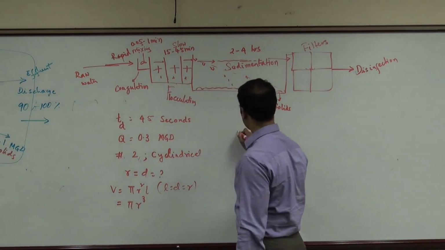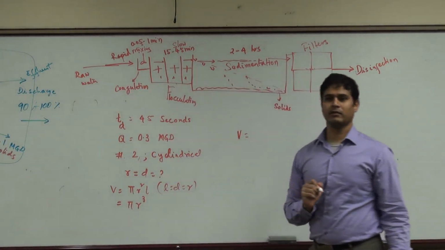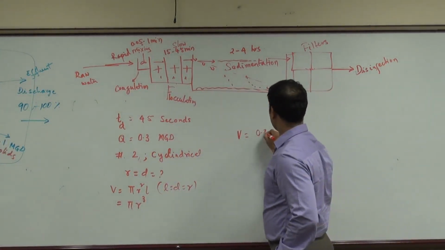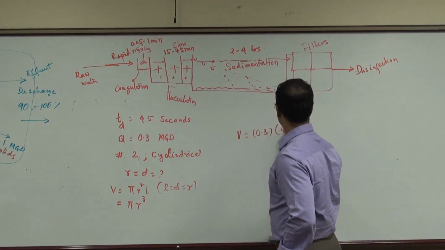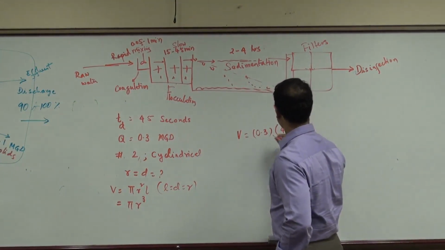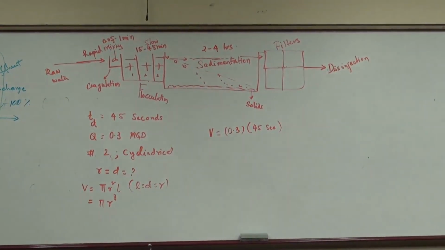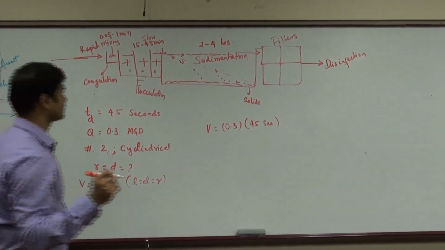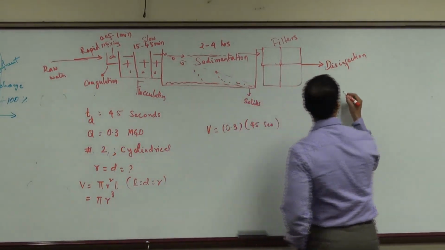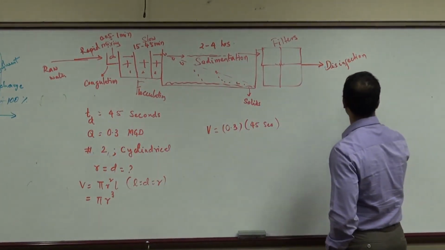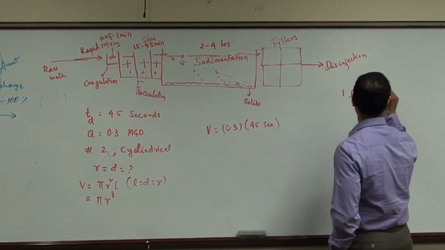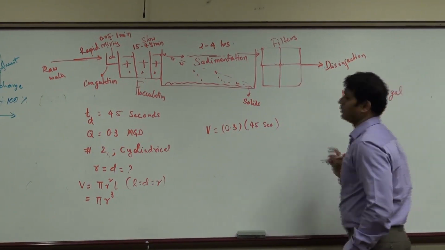How much is your V? Once you calculate V, 0.3 times 45 seconds. What's the answer in? One answer is in feet. Now you need to know 1 cubic foot is equal to 7.5 gallons. You need to know that.